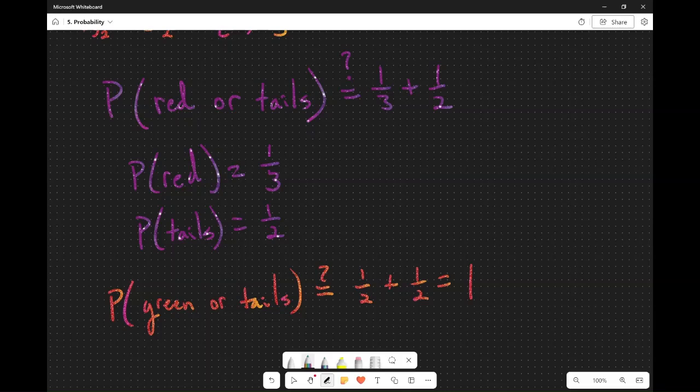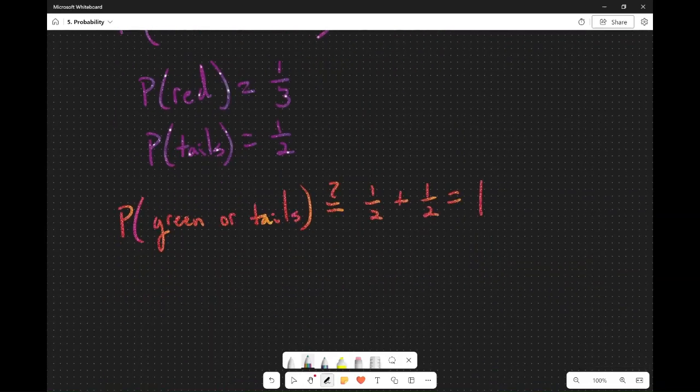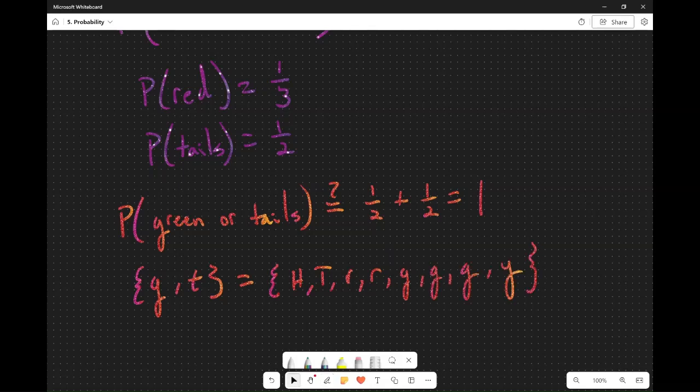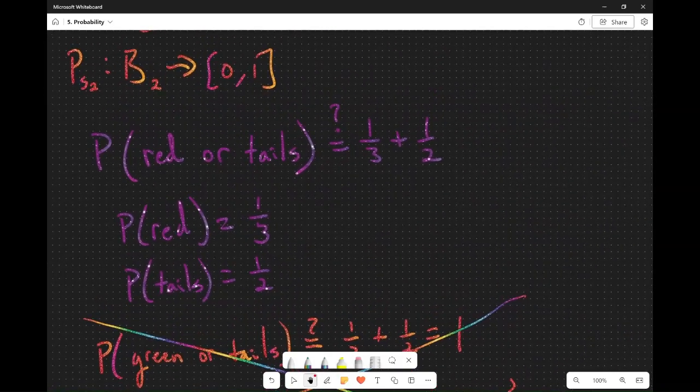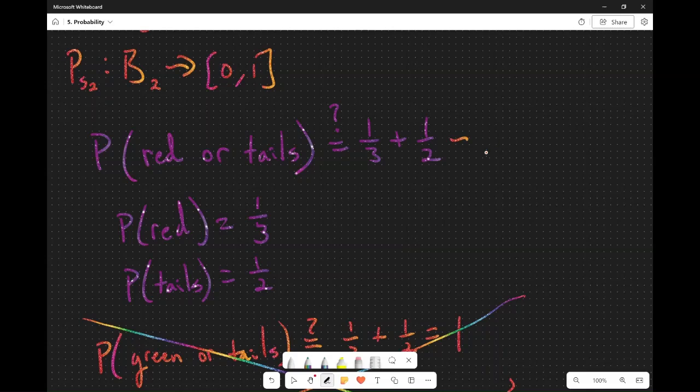And we know that's not true, because green and tails is not equal to the combined sample space: heads, tails, red, red, green, green, green, yellow. These two sets are not equivalent, and this is the total sample space. So we can't get green or tails equal to probability 1, so we know that this is not true, okay? So since that's not true, we're missing something here, and we don't know what that is yet.